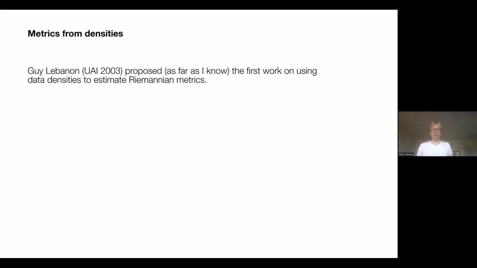Okay, so my favorite thing out here when it comes to learning manifolds is this 20-year-old work by Guy Lebanon. And I think he was the first to link the density of data to Riemannian metrics. And I think he did this in a very elegant way. And I'll start by walking you through this.